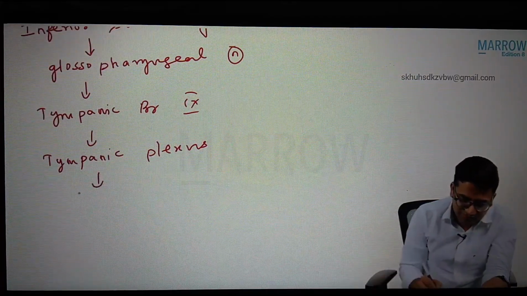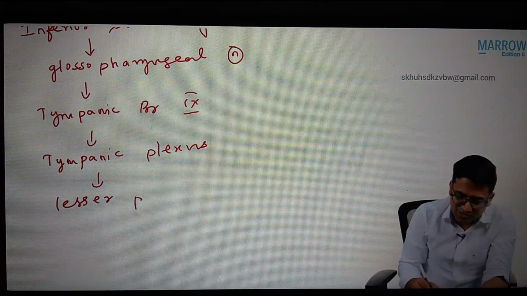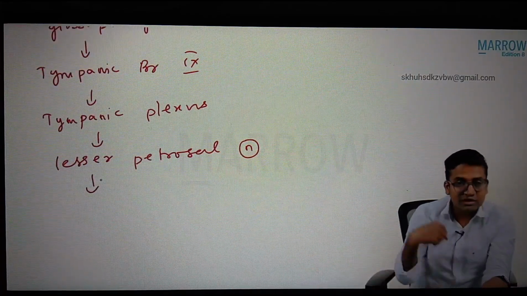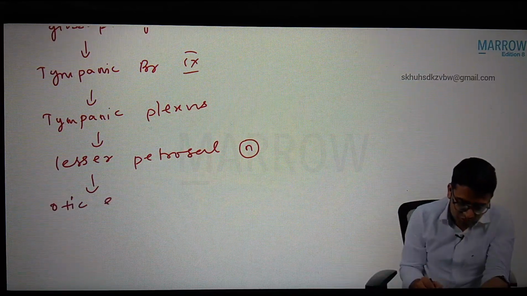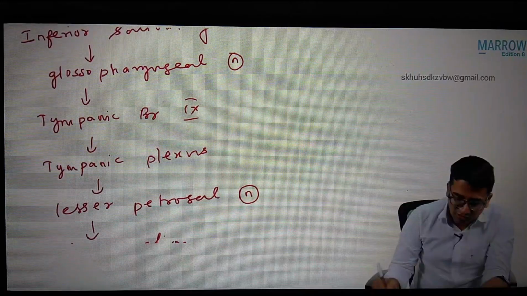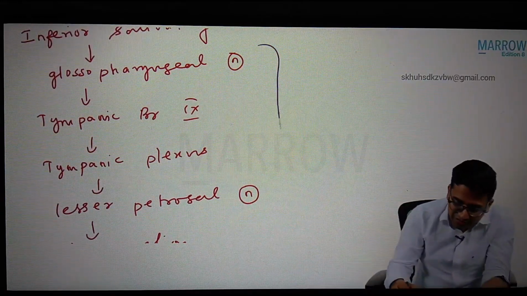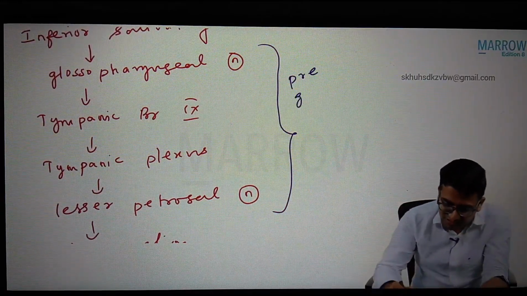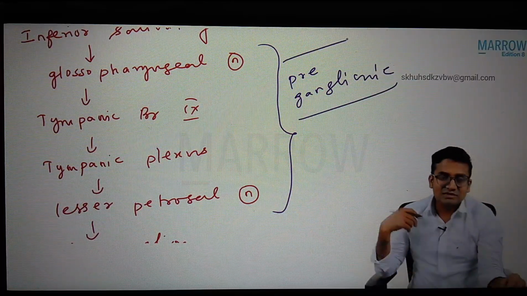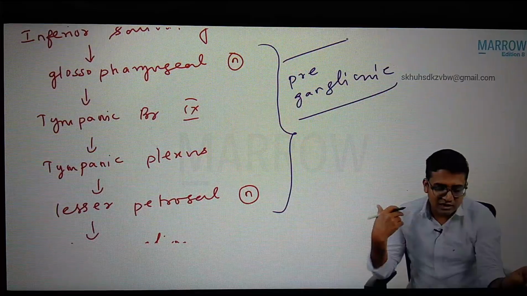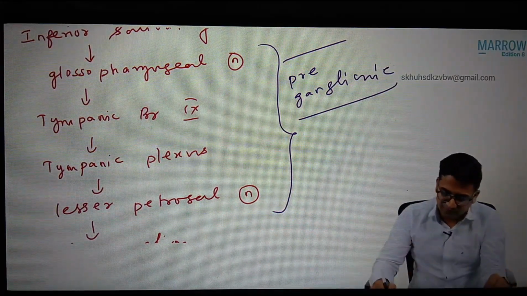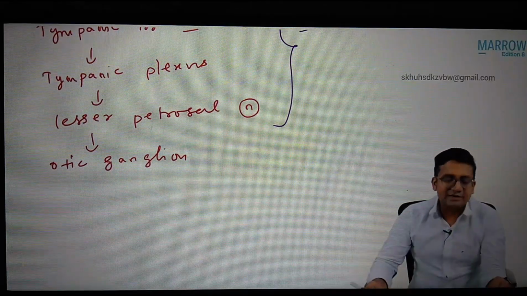Okay, so from tympanic plexus, lesser petrosal nerve carries the fiber, and the lesser petrosal nerve gives the fiber to otic ganglion. Now, these are all the preganglionic parasympathetic fibers. They are present before the ganglion. Preganglionic parasympathetic fibers to the otic ganglion: ninth nerve, the tympanic branch of ninth nerve, tympanic plexus, lesser petrosal nerve. Okay, and fibers are given to otic ganglion.